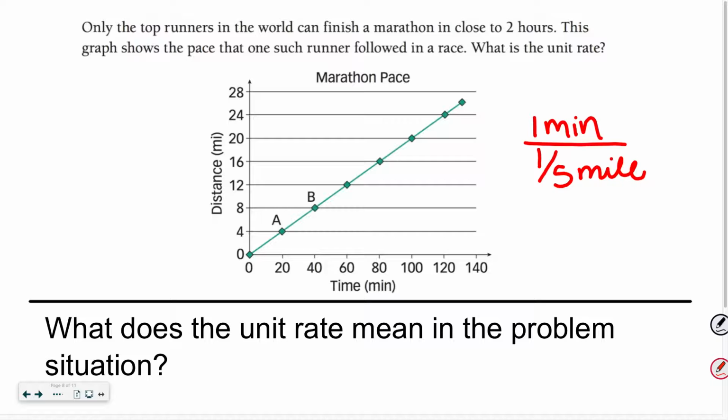1/5. Right. How many minutes per mile? 5. What did you do to find 5? Multiplication. So you used your big one again. Good.